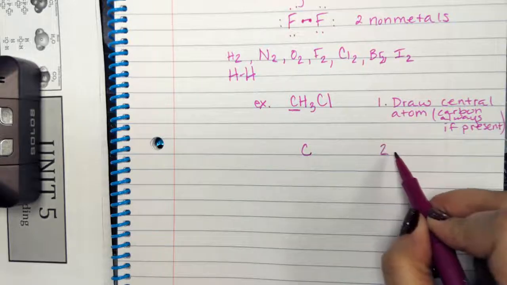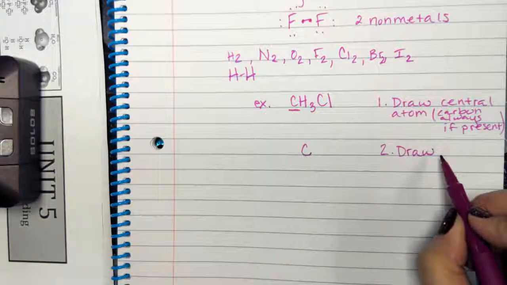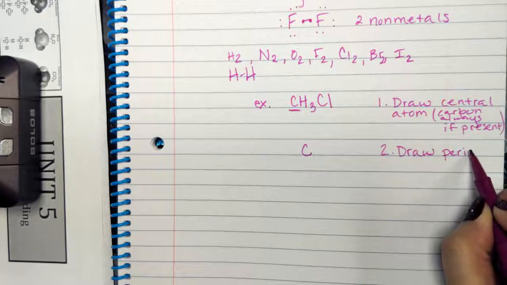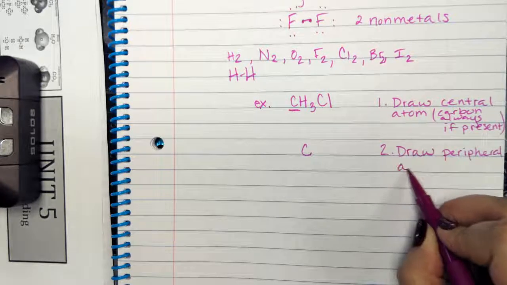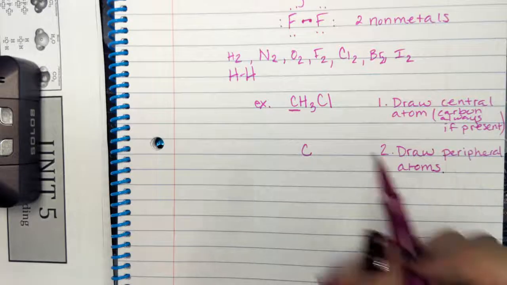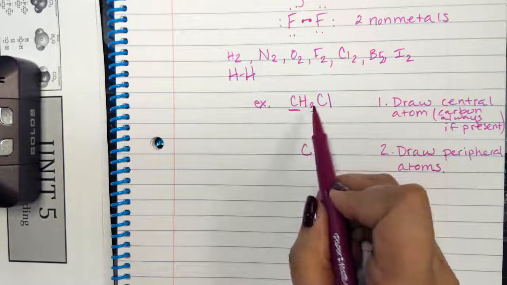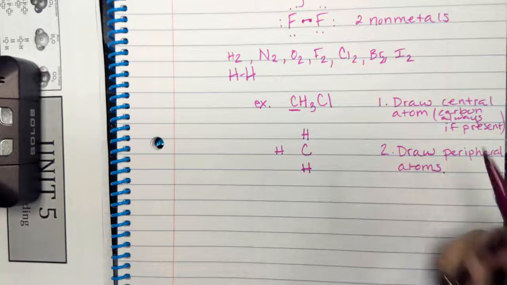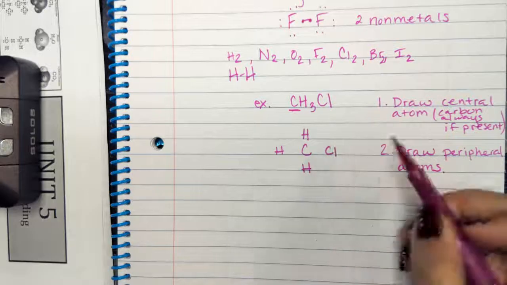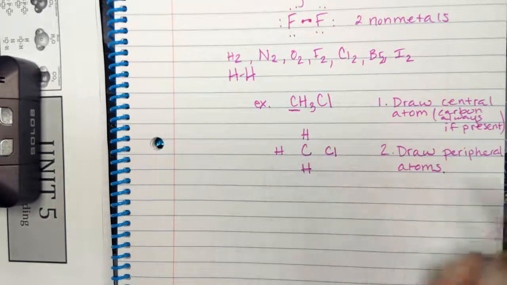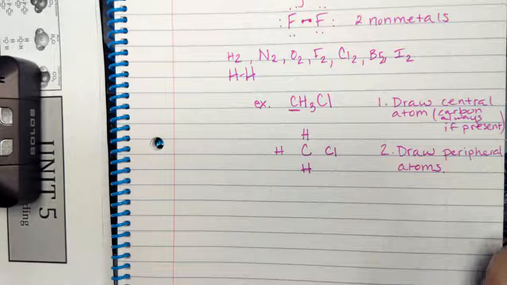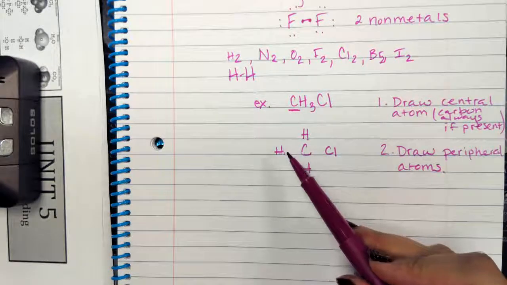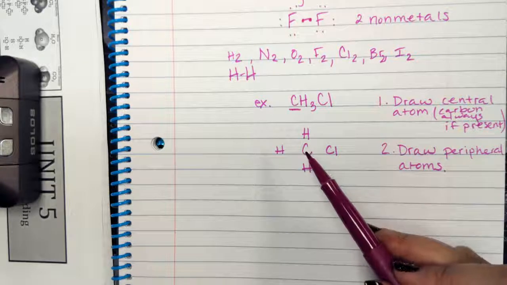Next, we are going to draw the peripheral atoms around our central atom. We have 3 hydrogens we need to place, so 1, 2, and 3, and then our chlorine, which we're going to place right here. All of our peripheral atoms are going to want to be as far apart as possible because of their overall shape or VSEPR properties, which we're going to talk about more on Wednesday. So I always draw them as far apart as possible around the central atom.